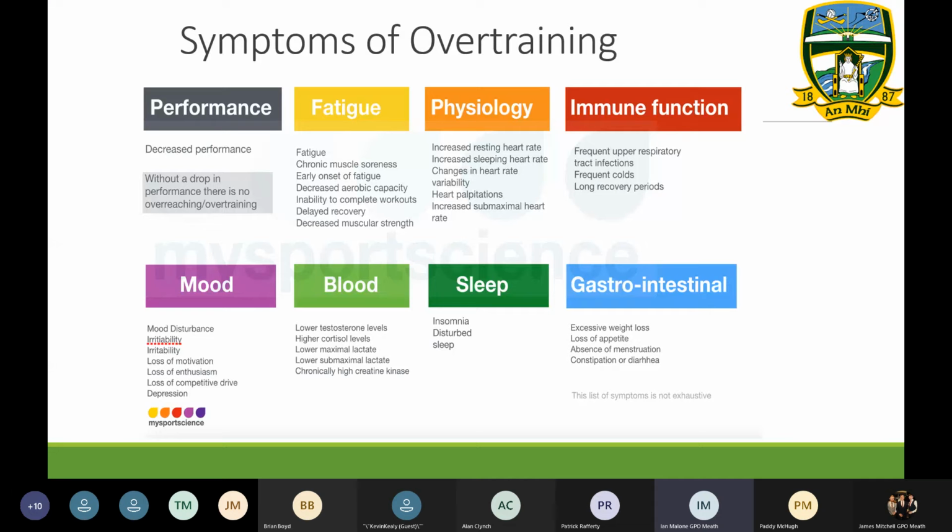But obviously, as a coach, the main ones you'd probably be looking out for would be performance, fatigue, and mood. And then when you're talking to your players, you can ask them what's the story with their sleep. How are they getting on? Are they getting enough sleep? Are they having a good sleep? Stuff like that.